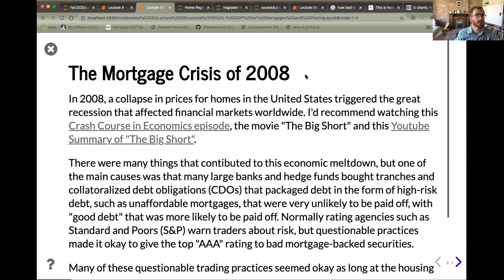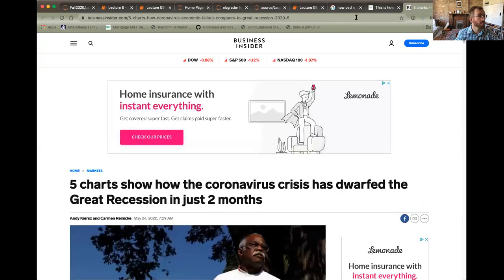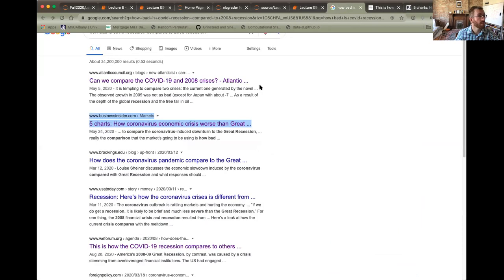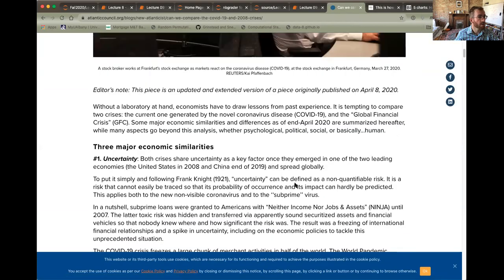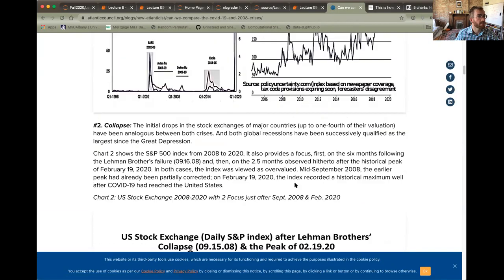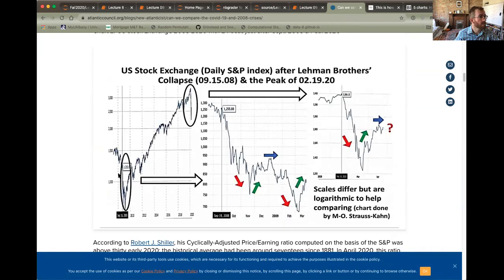And if you want a sense of how bad the 2008 crisis was compared to the COVID crisis, I encourage you to look at this article from the Atlantic Council, where you can see here the comparison of the downturn caused by the 2008 crisis, a pretty large relative drop from this position here, compared to what's happening now in 2020.